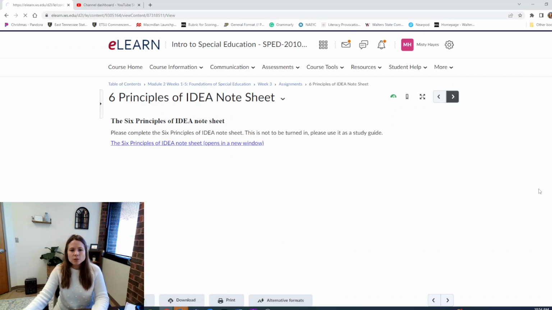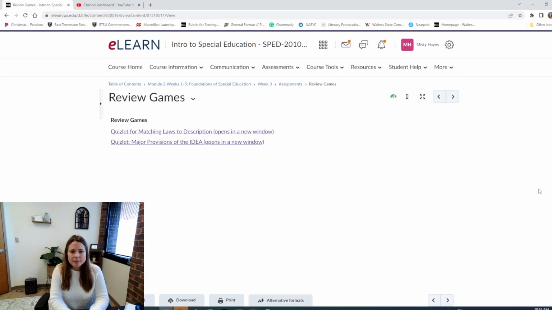That's what you're going to be doing for week 3. The quiz games are there. I have matching laws to description. Remember, we're carrying over because we don't want you to forget about those matching laws, because we are learning about laws with IDEA this week. But we also have a Quizlet for those major provisions of IDEA, which is also important, so make sure you do that for feedback as well. The other feedback that you'll get is within the Nearpod presentation itself. I have included some questions or discussions in there as well.